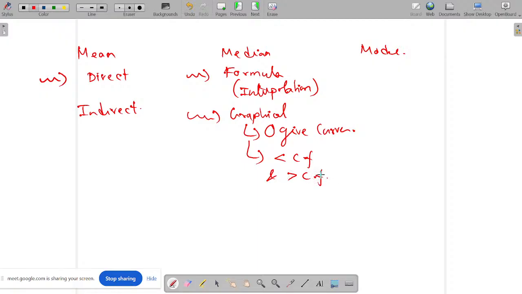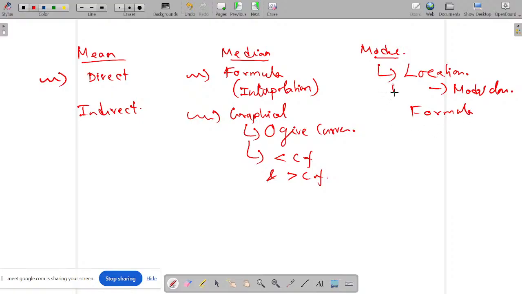Okay. For mode, what are the methods we have? Usually, we'll talk about the location method, the grouping method, and the empirical relationship. The same way we talk about mode. Here, actually, can you do it by the location method? You cannot directly do the location method and find the modal value, but using the location method, you can find the modal class. Okay. Probably after that, we'll take the help of the formula method. Okay. What's the formula method? We'll discuss. So this is one, the formula method.